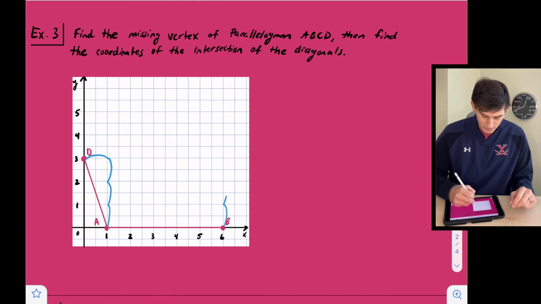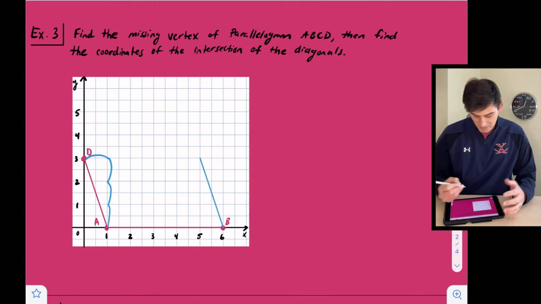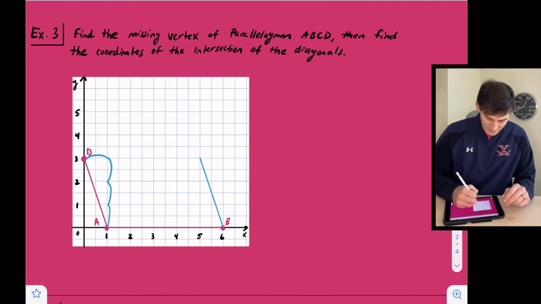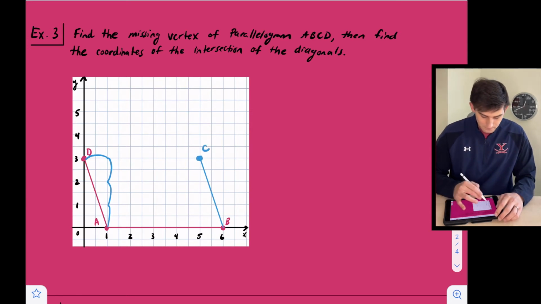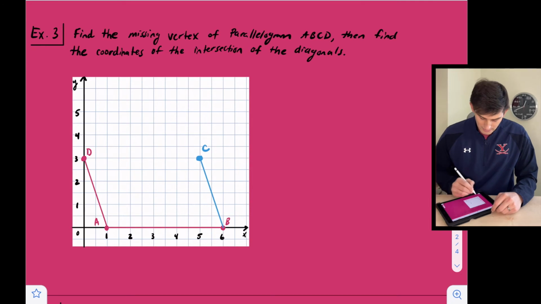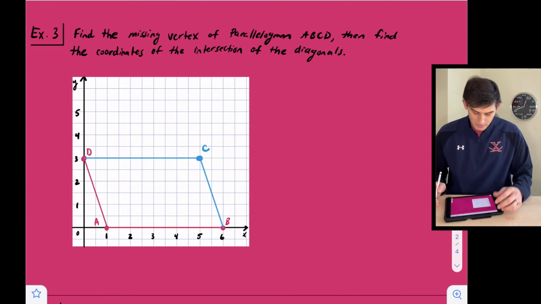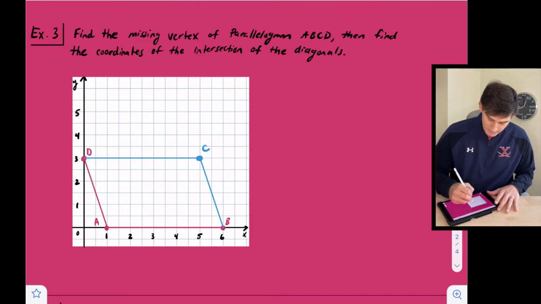So 1, 2, 3, and left 1, and my line appears there, okay? So that's where our vertex C is going to be. So let's take that away, and now we can connect to form our parallelogram, okay? So the missing vertex, vertex C, is going to be at (5, 3), okay?